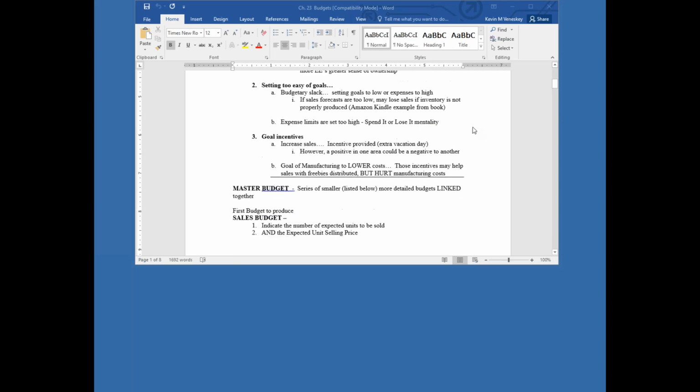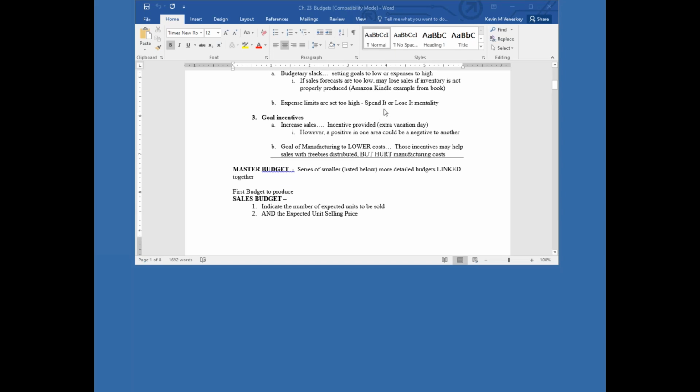The other piece about setting goals too easy is you give them $100 extra more than they need just in case. Well, they're probably going to spend it, because a lot of times if you don't spend it, then the next budget time, you're not going to get that extra $100. So if you go ahead and spend it, then in the future you may get it.